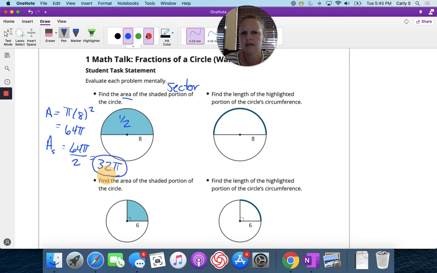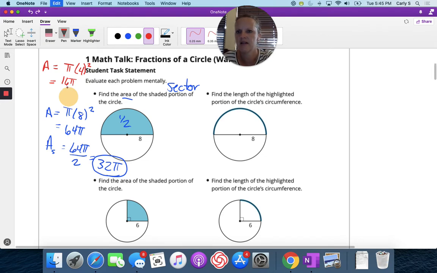Notice, if I had decided to divide the 8 in half first, I get 16 pi, and I already divided it, which is not the same, and therefore incorrect. Okay, we take the area of the circle and then divide it in half.